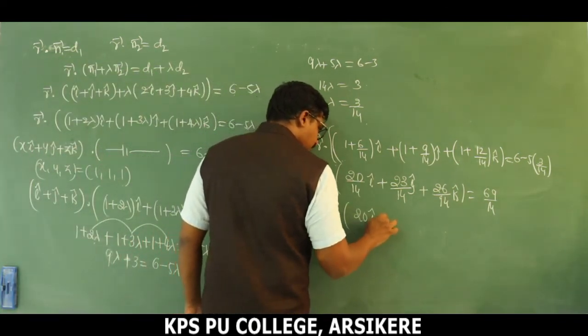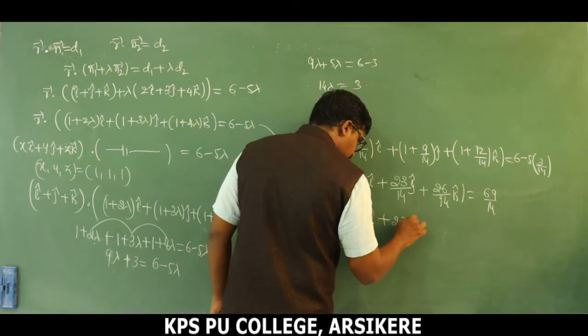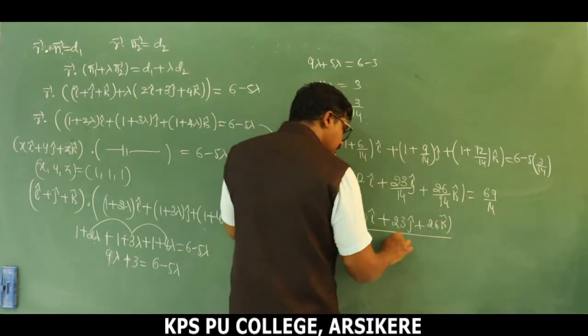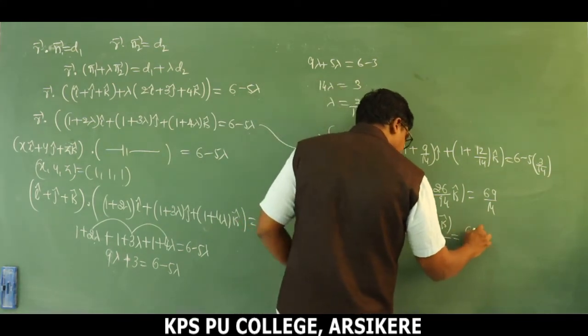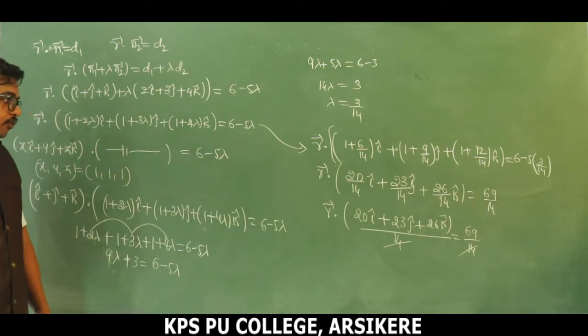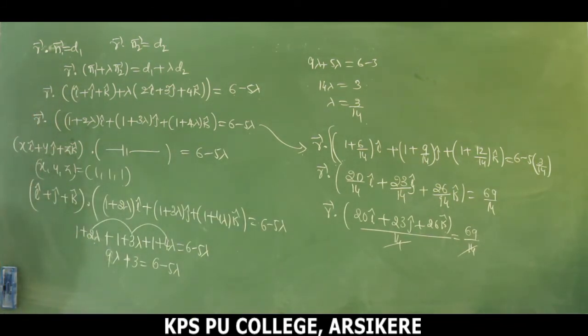20 into i cap plus 23 into j cap plus 26 into k cap whole divided by 14 is equal to 69 divided by 14. The 14s get cancelled. This is the answer. Vector r dot 20 into i cap plus 23 into j cap plus 26 into k cap is equal to 69. This is our required answer.